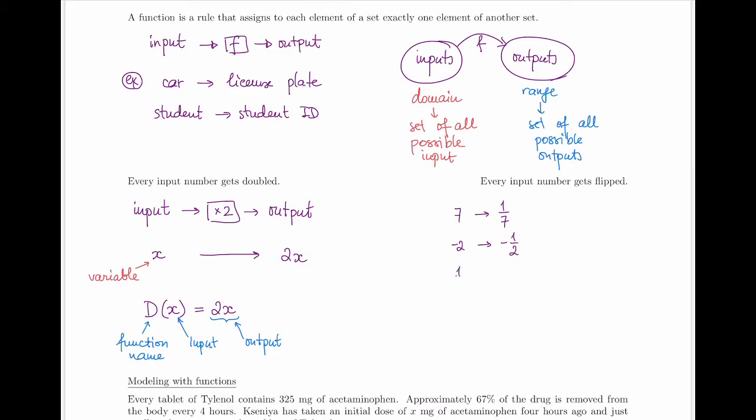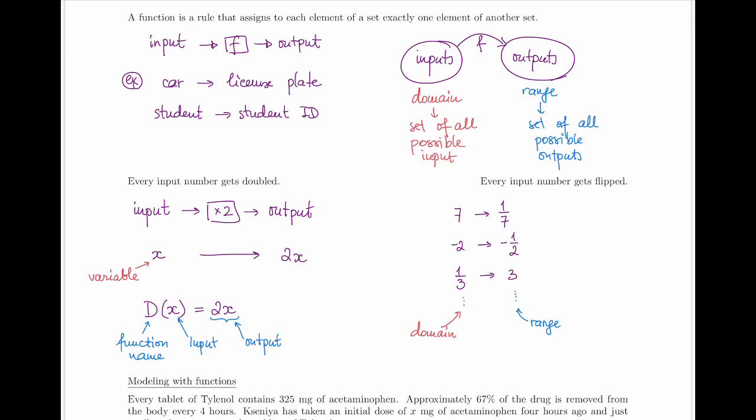If I give it 1/3, it flips that, and the output will be 3. So, as we've talked about here, the domain is all the possible inputs. These guys represent the domain, and the range will be all the possible outputs if, once again, I continue on and produce as many outputs as are possible for all the input values.